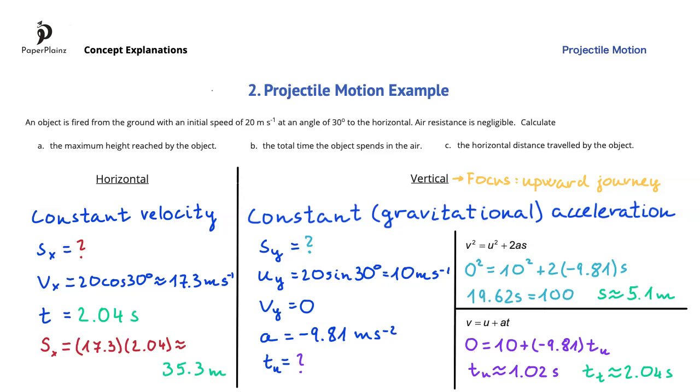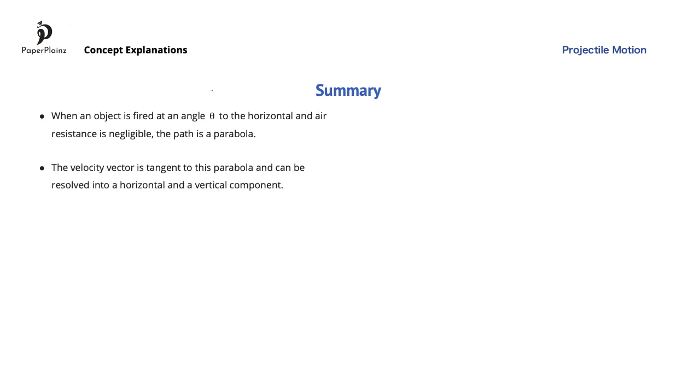Let's summarize what we have learned in this video. We started by looking at a typical situation that involves projectile motion, which occurs when an object is fired at an angle theta to the horizontal and air resistance is negligible, so that the path of the object is a parabola. We drew a diagram of this path, saw that the velocity vector is tangent to this parabola at every point and can be resolved into a horizontal and vertical component.